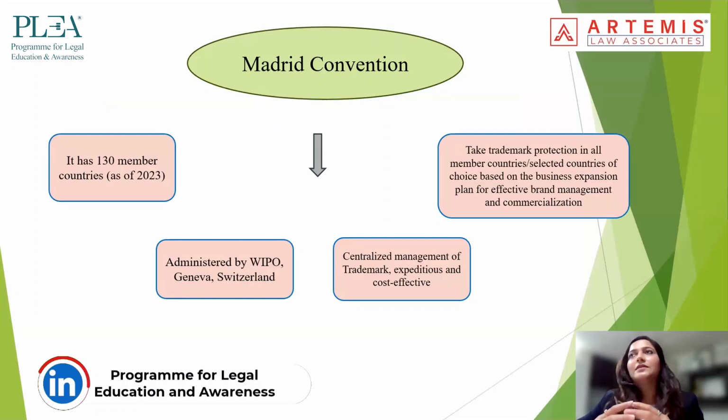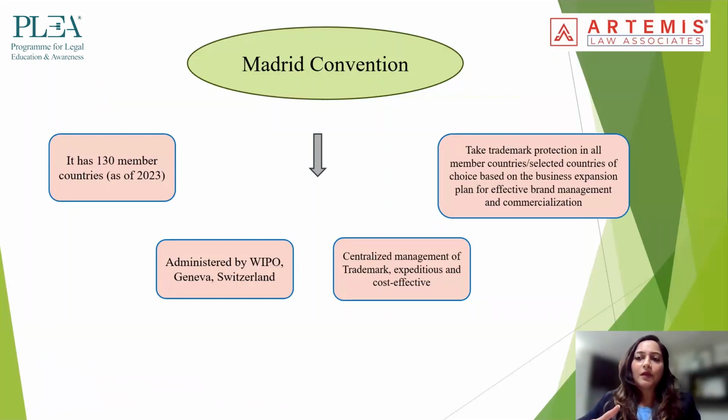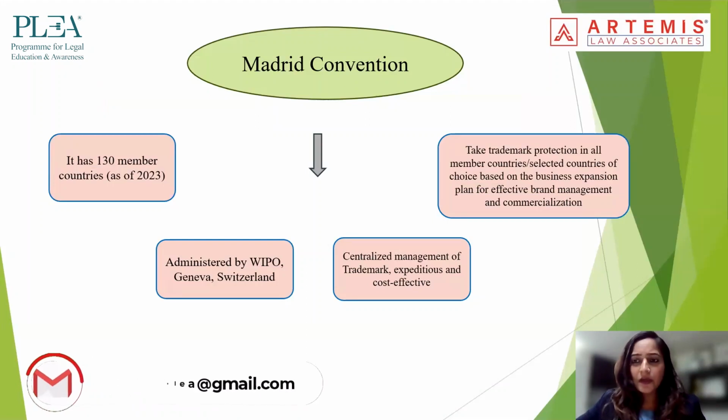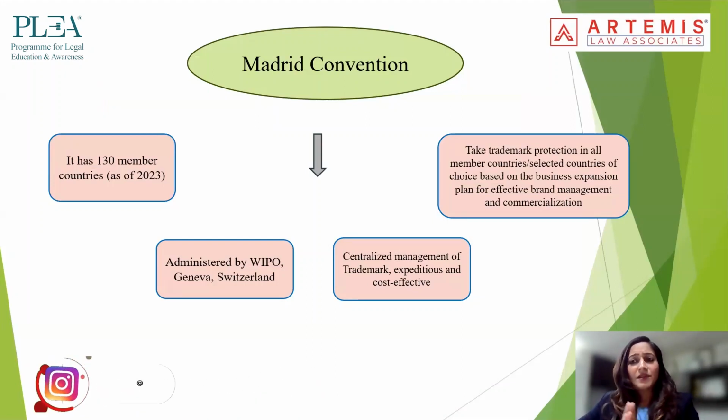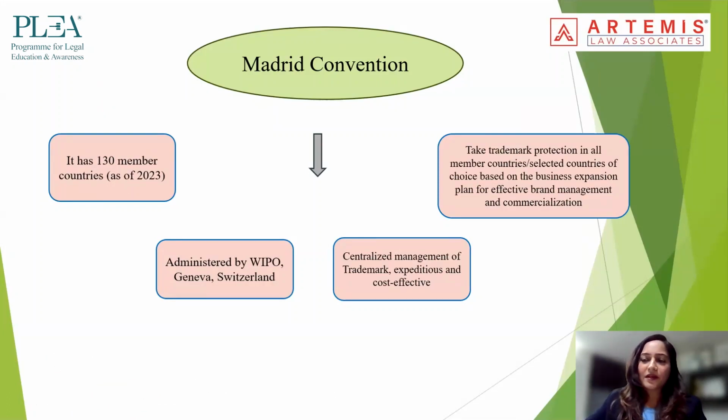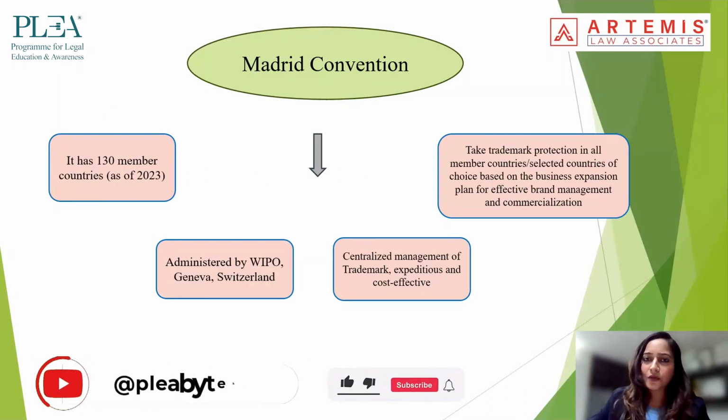This is the reason why people go for it, because you need to be a signatory to the Madrid application or Madrid Convention, so that you are able to use it. There are some countries which are still not a part of Madrid. In that case, you directly opt for the Paris Convention, which means you directly go and file in those countries. You cannot opt via the Madrid Convention.